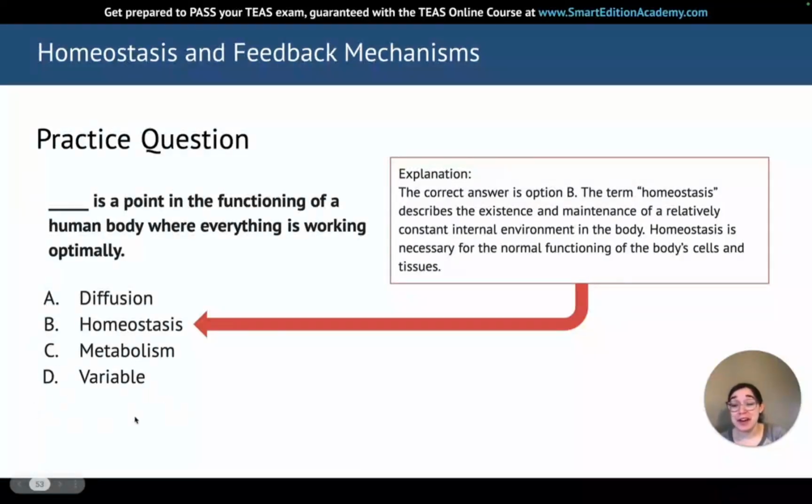And then D, variable, these are a variety of factors or conditions that are subject to change and thus need to be controlled. And that is necessary for the maintenance of homeostasis. So the control of variables is necessary for homeostasis, but the term variable does not describe the point in the functioning of a human body where everything is working optimally. So this is an incorrect answer as well, as all three of these have different definitions than what we're being asked about here. So homeostasis is the correct answer here.